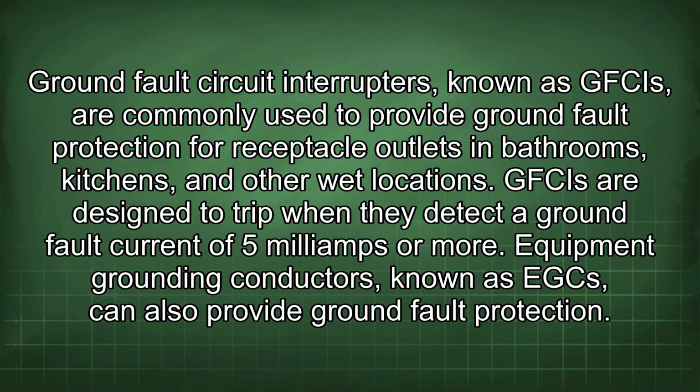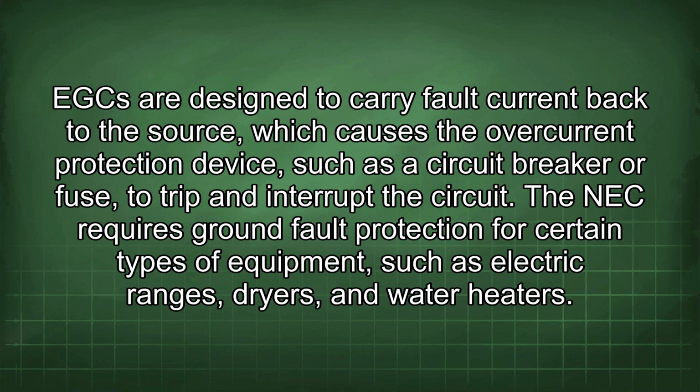GFCIs are designed to trip when they detect a ground fault current of 5 milliamps or more. Equipment grounding conductors, known as EGC, can also provide ground fault protection. EGC are designed to carry fault current back to the source, which causes the overcurrent protection device, such as a circuit breaker or fuse, to trip and interrupt the circuit. The NEC requires ground fault protection for certain types of equipment, such as electric ranges, dryers, and water heaters.